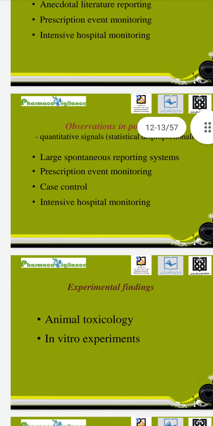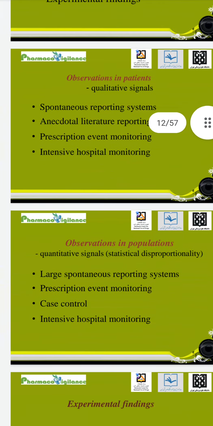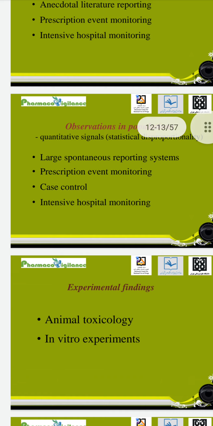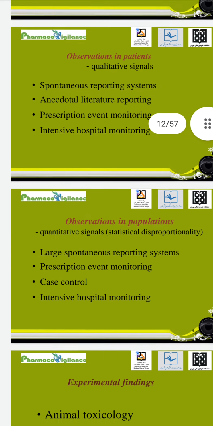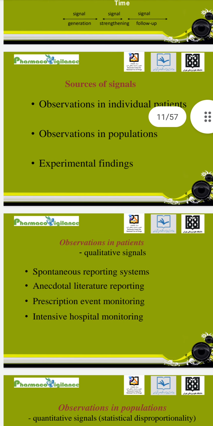For the experimental finding, we have animal toxicology, and we have in vitro experiments. Okay, again, review the source of signals: observation in individual patients, observation in population.